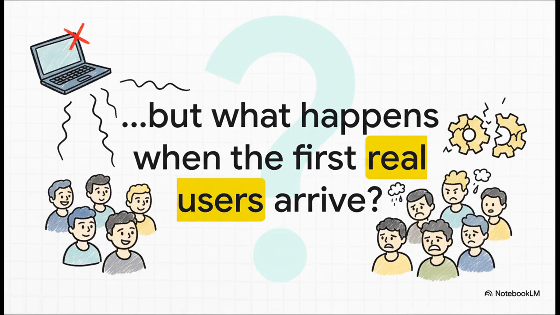But then comes that big moment. The app is done. It's ready for the world. So what happens when the very first real users show up? We're not talking about the developer anymore. We're talking about actual people. And that, right there, is when that perfect little workshop starts to fall apart at the seams.